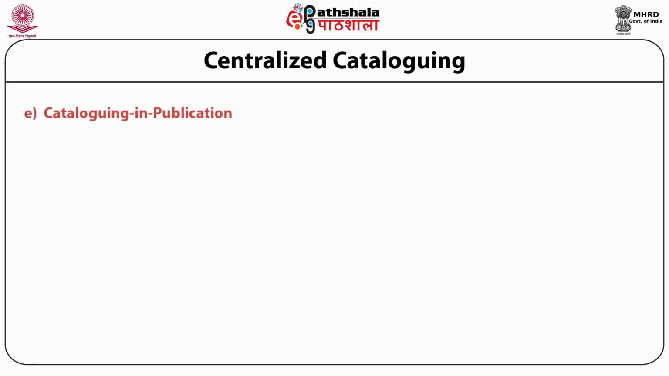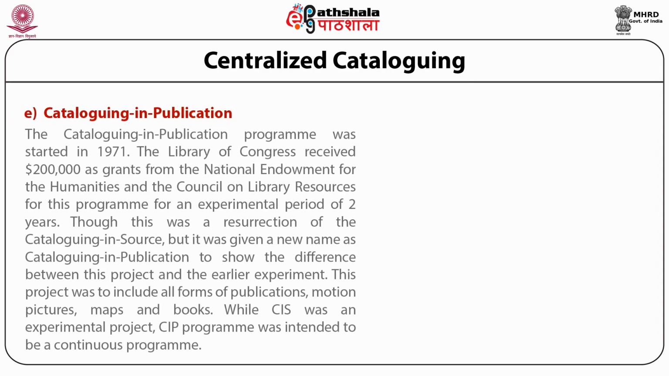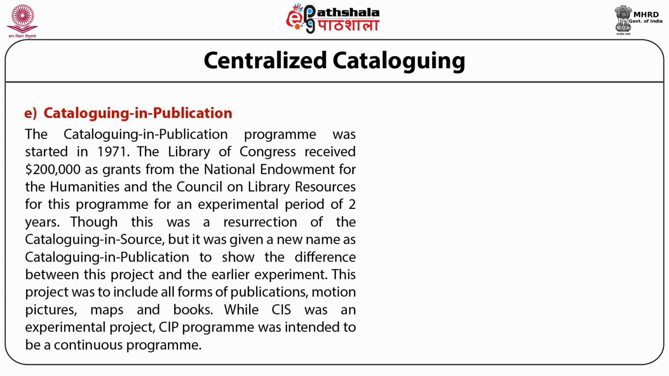Next is cataloging in publication. The cataloging in publication program was started in 1971. The Library of Congress received $2 lakhs as grants from the National Endowment for the Humanities and the Council on Library Resources for this program for an experimental period of 2 years.